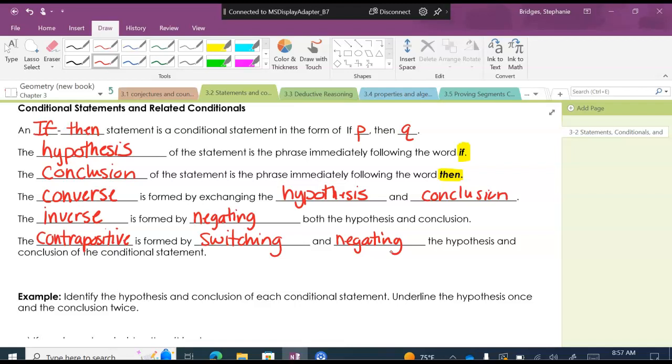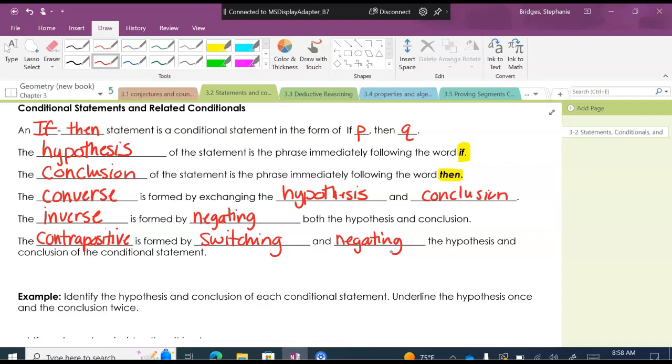Then we write our inverse. And what do your notes say that we do for the inverse? We do what with both the hypothesis and the conclusion of the original statement? We negate them, right? So we say if it is not raining, then what would I say? Okay, then I will not use my umbrella.